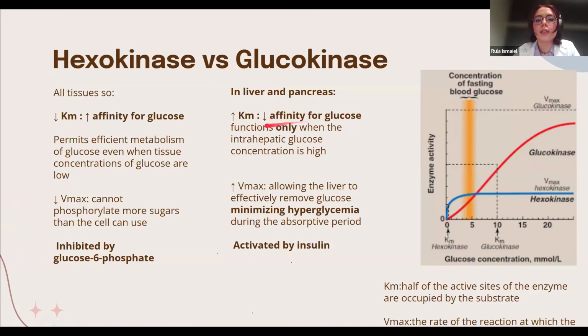Liver and pancreas, that's glucokinase: increased Km, decreased affinity for glucose. It only functions when the intrahepatic glucose concentration is high. Increased Vmax, allowing the liver to effectively remove glucose, minimizing hyperglycemia. So it's basically working very quickly. It's kind of like an all hands on deck situation just to decrease blood glucose. This happens during the absorptive period, basically after you eat your food, a few minutes later, you start absorbing everything. That's the absorptive period. And it's activated by insulin.